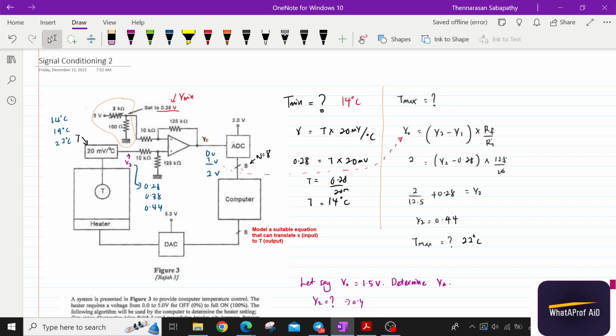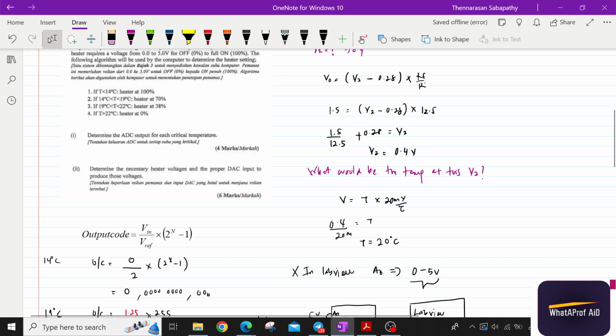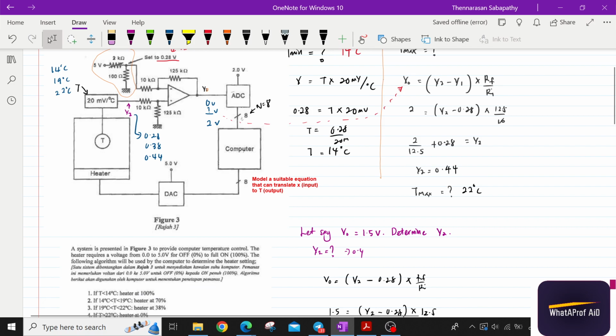Can or not? Can. So I hope you can do it actually, if it is asked like that. If you already model the equation, it's easier. But you won't model the equation if it isn't asked in the exam.